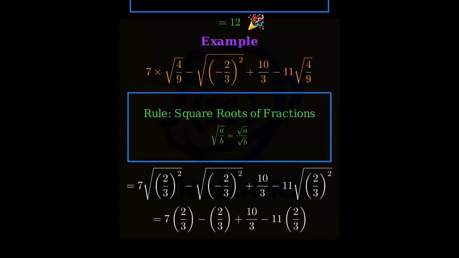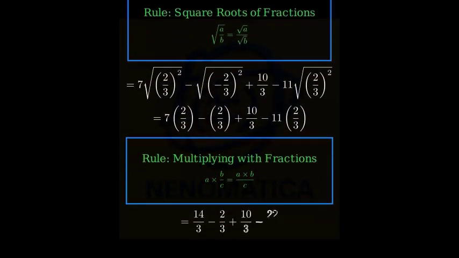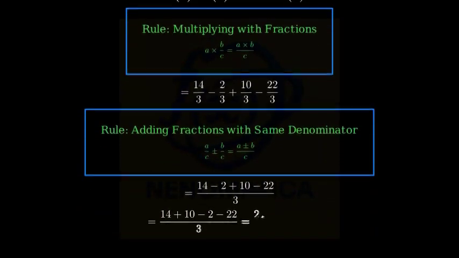Let's multiply the fractions. 7 times 2/3 is 14/3. 11 times 2/3 is 22/3. So we have 14/3 minus 2/3 plus 10/3 minus 22/3. Now, let's combine these fractions. We have 14 minus 2 plus 10 minus 22, all over 3. That's 22 minus 22, which is 0, all over 3. So our final answer is 0 over 3, which simplifies to 0.